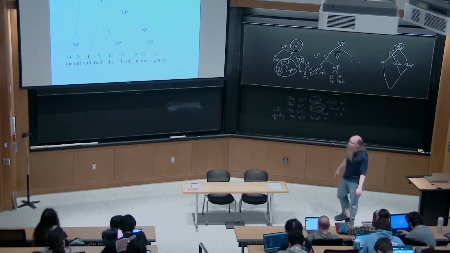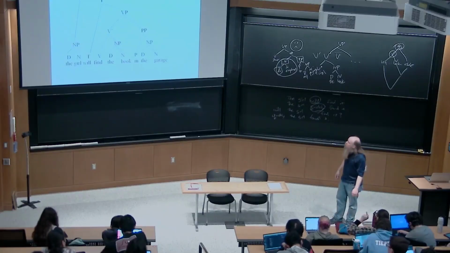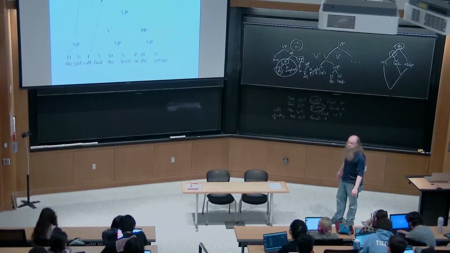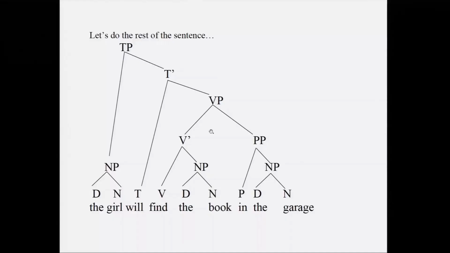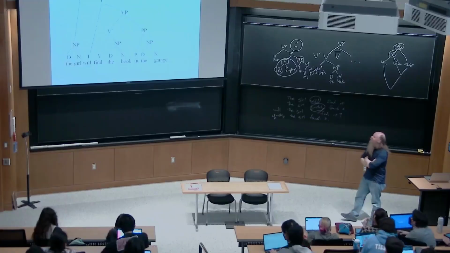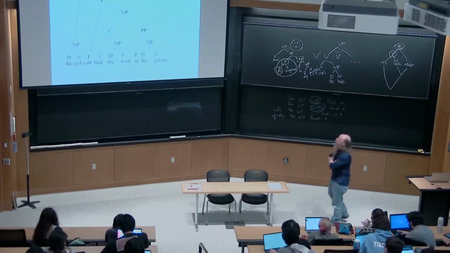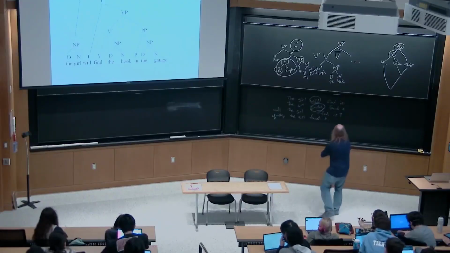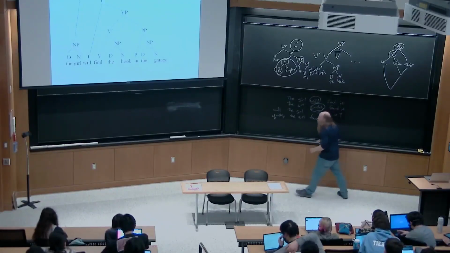Every node on the tree is a constituent. Right? Yes. What is will find the book in the garage? It's a T-bar. Well, yes, but we had constituency tests that we used to tell whether something was a constituent. How does that work for a tense phrase? Yeah, okay, that's a good question. Let's see. You would like to know, is this what you're asking me?